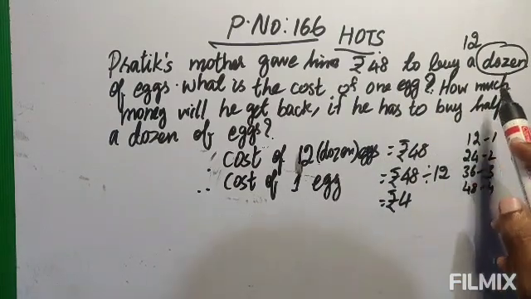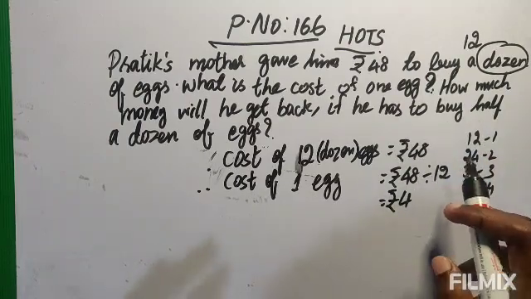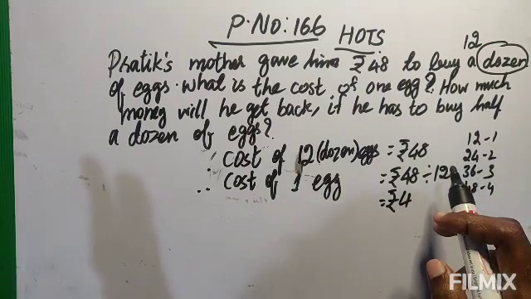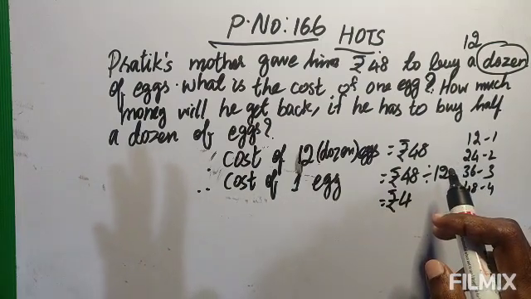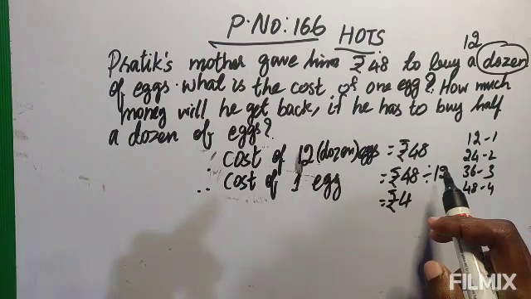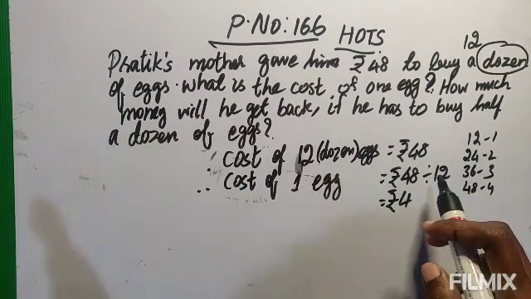Now the next one, it is asked, how much money will he get back if he has to buy half a dozen of eggs? He has already bought 1 dozen eggs. Now suppose he has to buy half a dozen of eggs, how much money will he get back? So 1 dozen is 12. So half a dozen means half of 12, which is 6. So now he is going to buy 6 eggs.